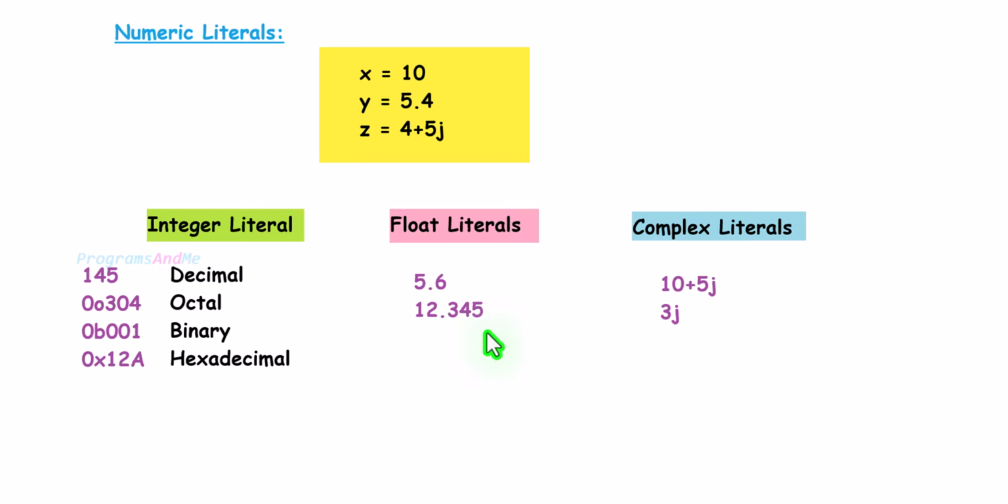Float numbers are called float literals. Floating point literals are also known as real literals. Unlike integers, these contain decimal points. Next we have complex literals. Complex literals are represented by x plus yj. Here x is the real part and yj is the imaginary part, and j represents the square root of -1. This is about numeric literals.